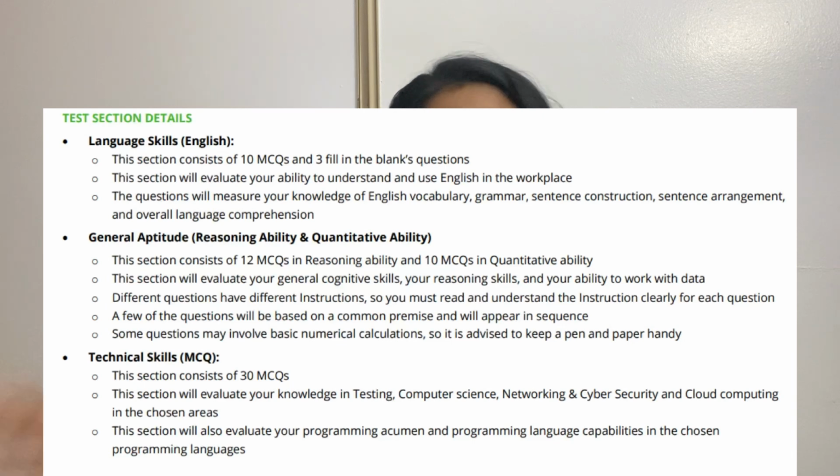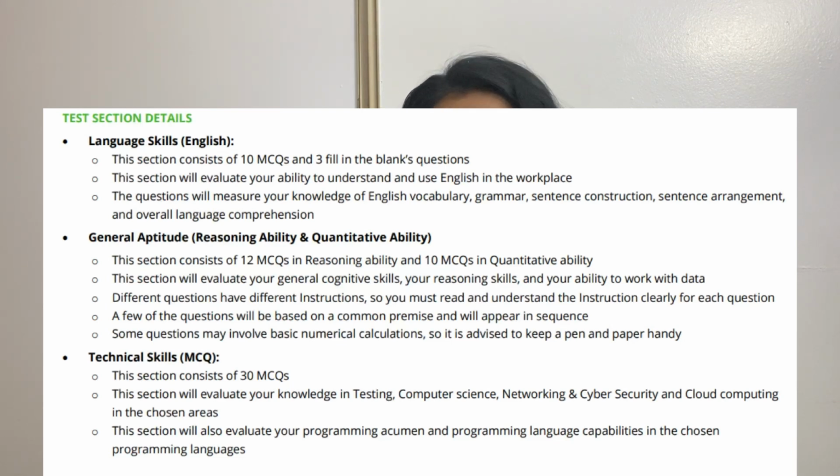12 on reasoning and 10 on maths. This session evaluates your cognitive skills and reasoning skills. You should know what the questions are, what types of questions can come in the quantitative aptitude. Different questions have different instructions. Please read the instructions and understand.